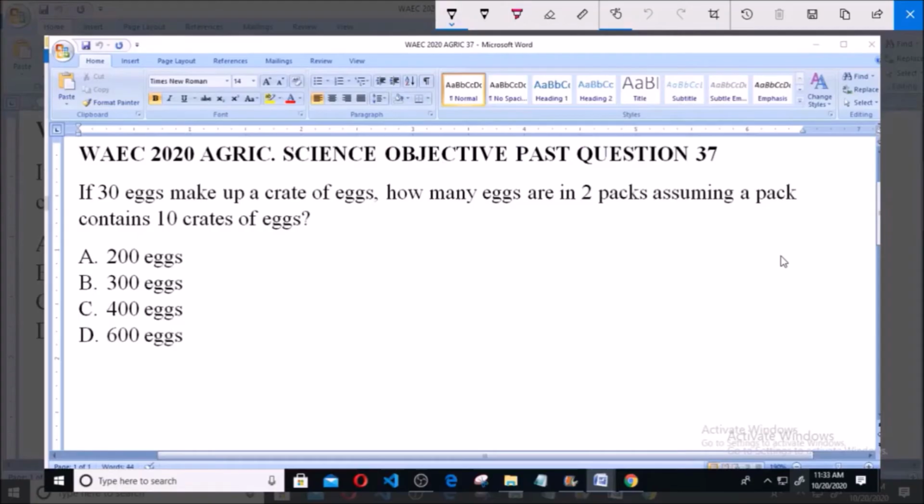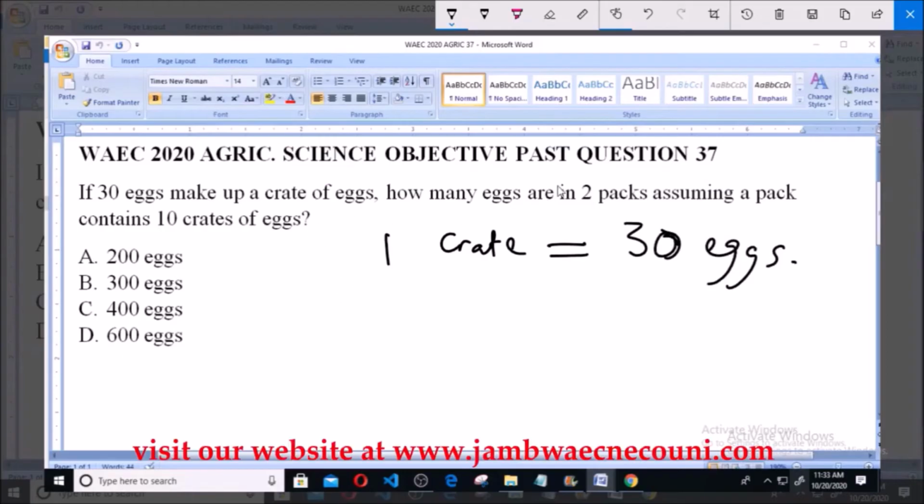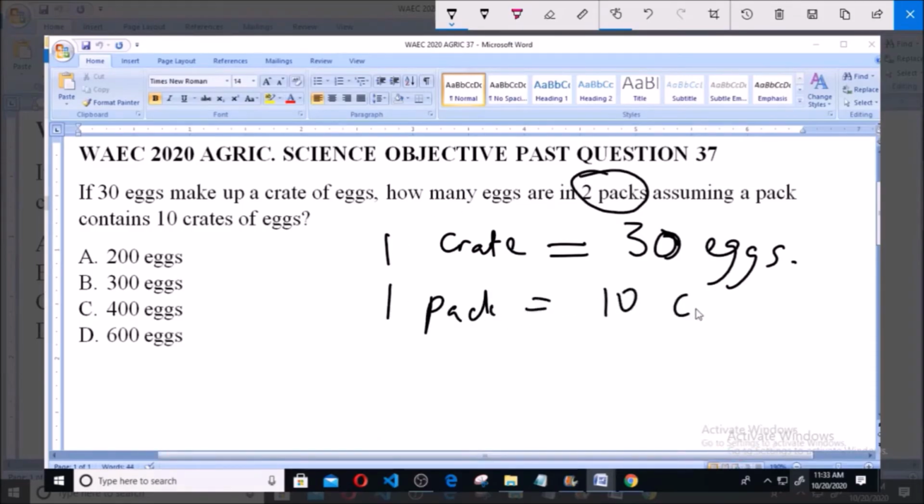So we are given some information here. We are to assume hypothetically that 1 crate of eggs contains 30 eggs. So 1 crate equals 30 eggs. And we are asked how many eggs are in 2 packs, assuming that 1 pack contains 10 crates of eggs. So we have to find the number of eggs in 2 packs of eggs.